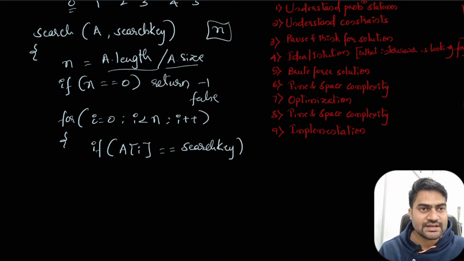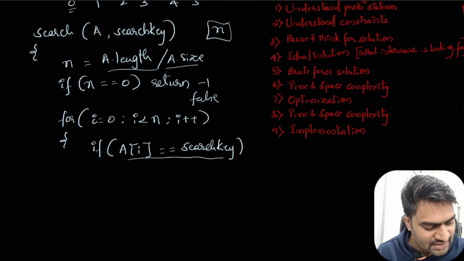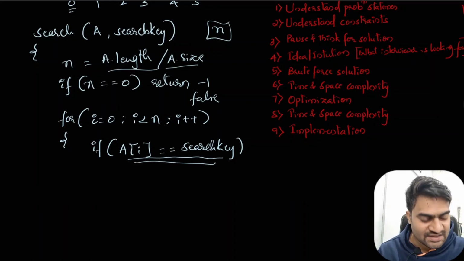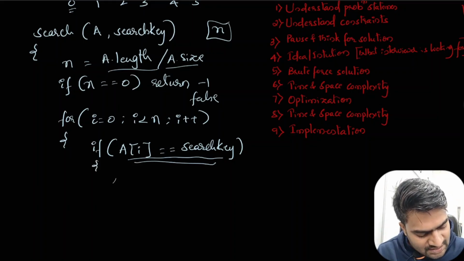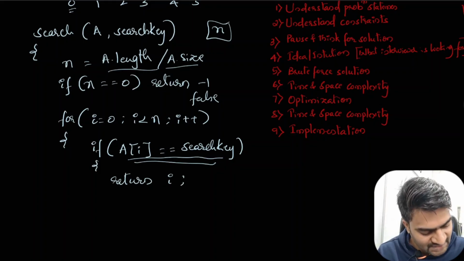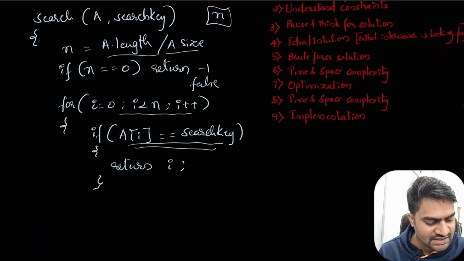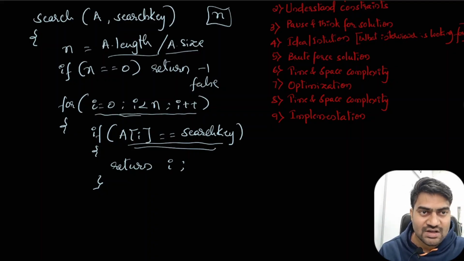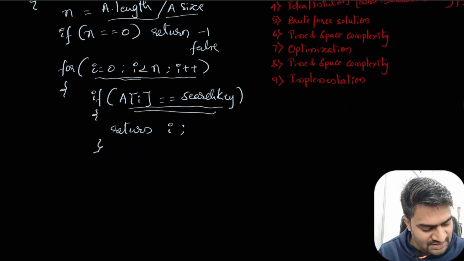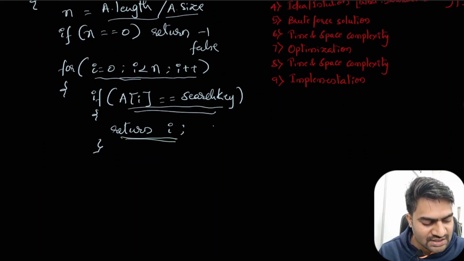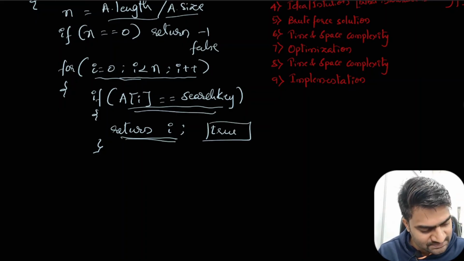So if I get something which is my search key, then I will return my index. So this will go on until the array gets exhausted, and in between, if at any moment it finds the element, then it will simply return from there. It won't continue further. So it will return the index, or you can also return true from here, if we are only expecting either true or false.